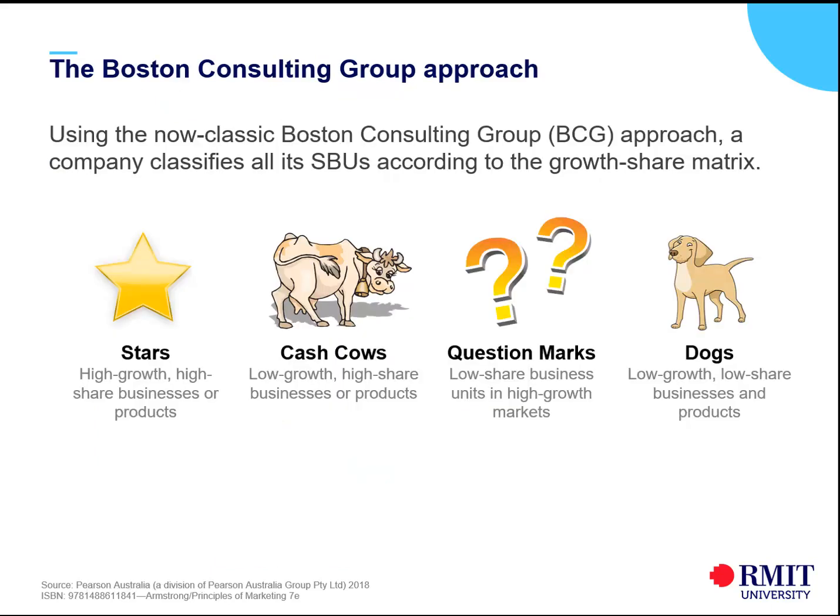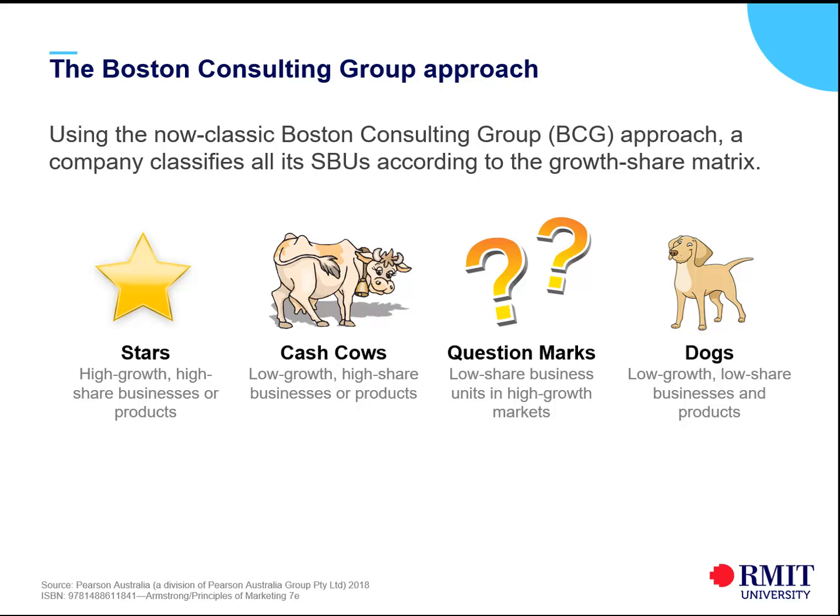Now, when we're using this type of approach, and we're putting them into these categories, basically we're talking about, say, cash cows. Cash cows are low growth, high share businesses or products. These are established and successful SBUs, and they need less investment to hold their market share. Therefore, they produce a lot of cash, and the company can use it to pay its bills or to support other SBUs that need investment.